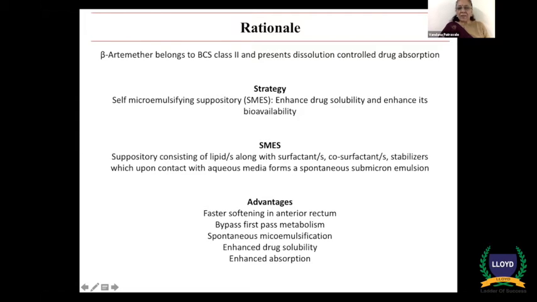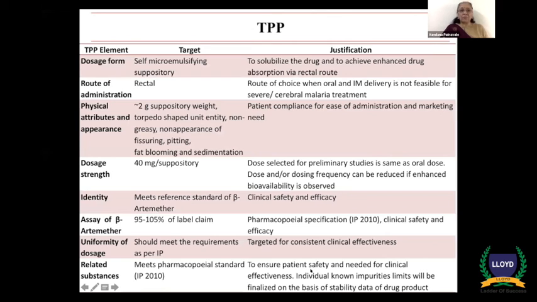Advantages will be there. Of course, there will be faster softening because they are SME based. Rectal route, so it will bypass first pass metabolism, so higher absorption. Immediately it will microemulsify in the rectal cavity and therefore lead to better absorption all over the rectal mucosa. Obviously, because we have converted into self-microemulsifiable systems, the drug will be soluble as against the present suppositories, and therefore it will give a higher absorption. First time in the world kind of product.